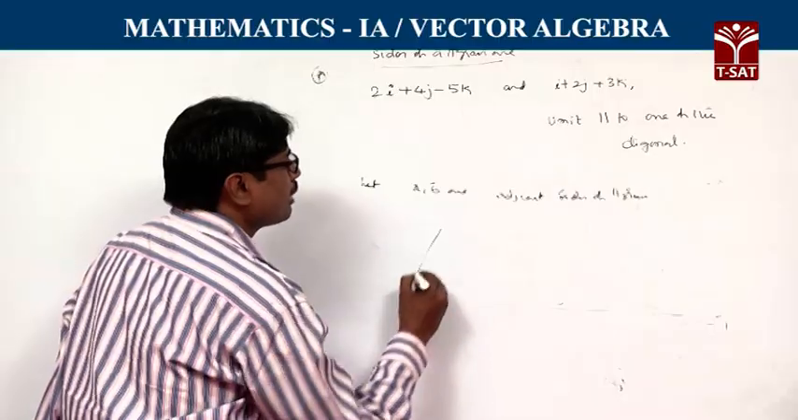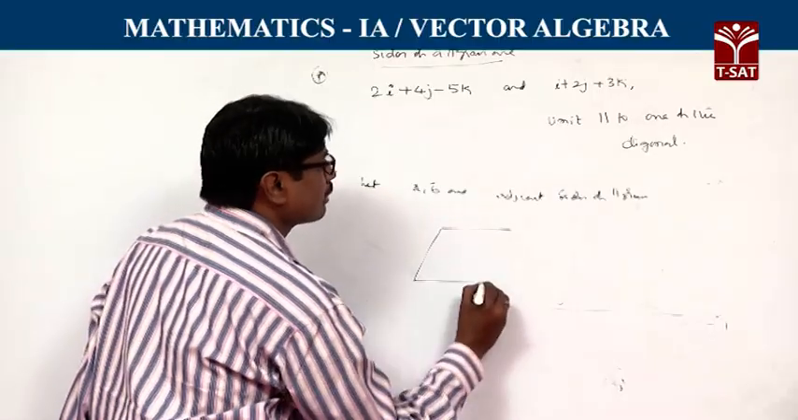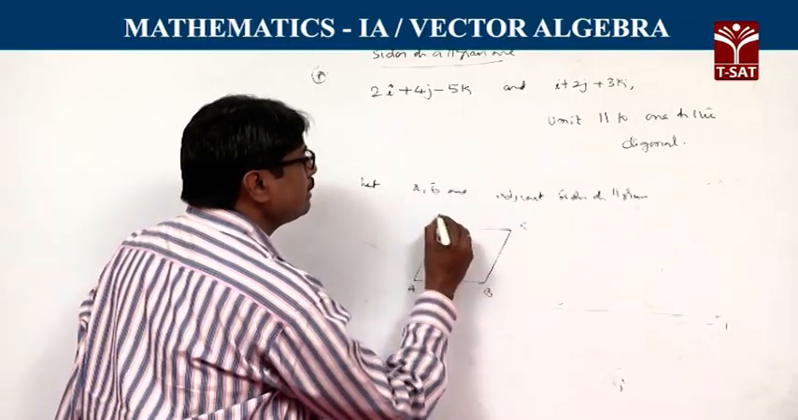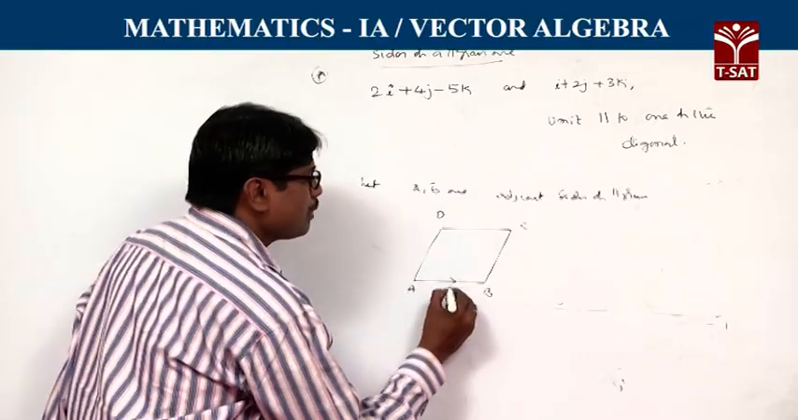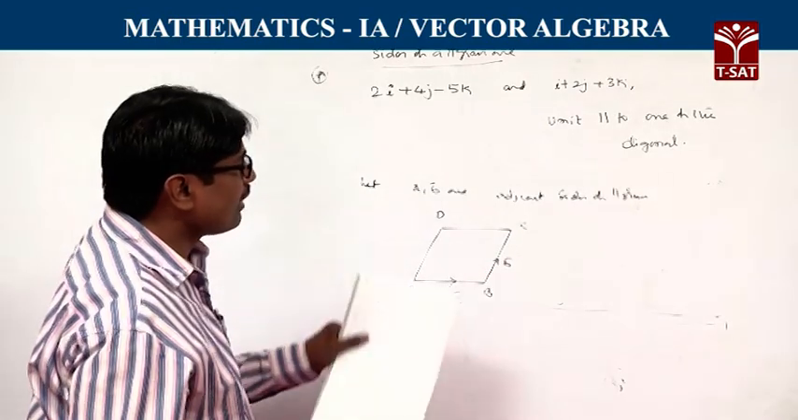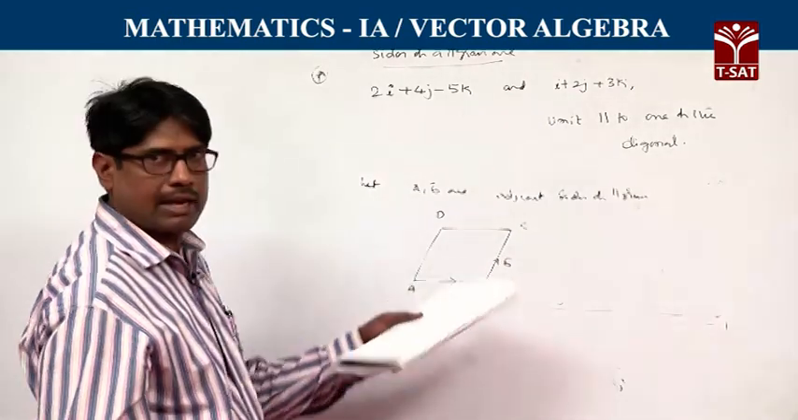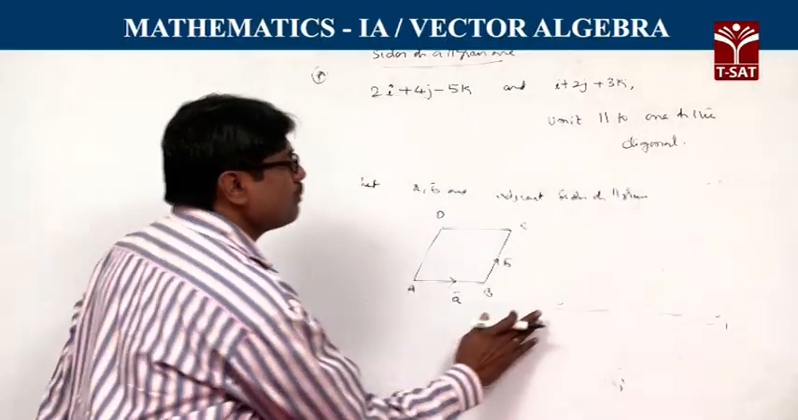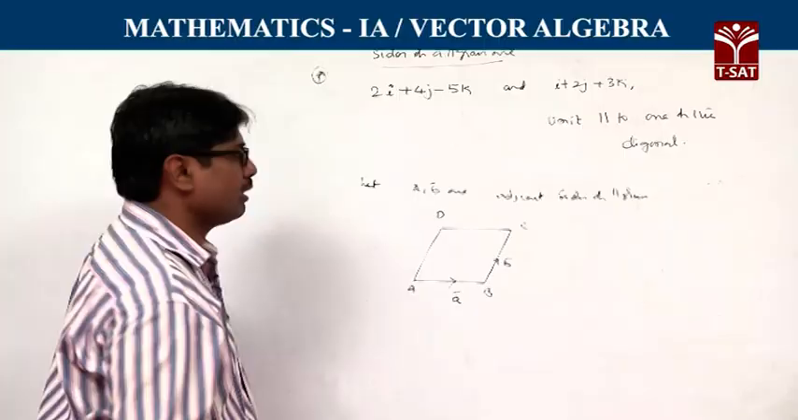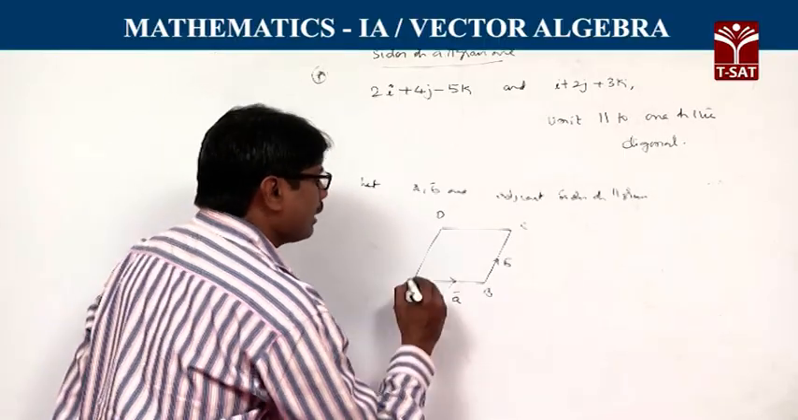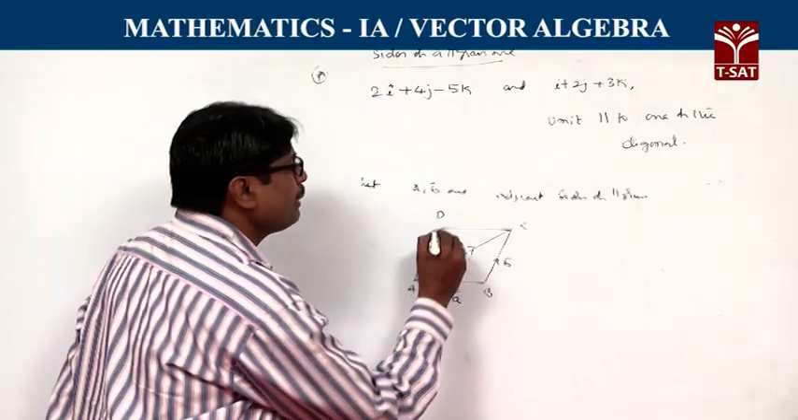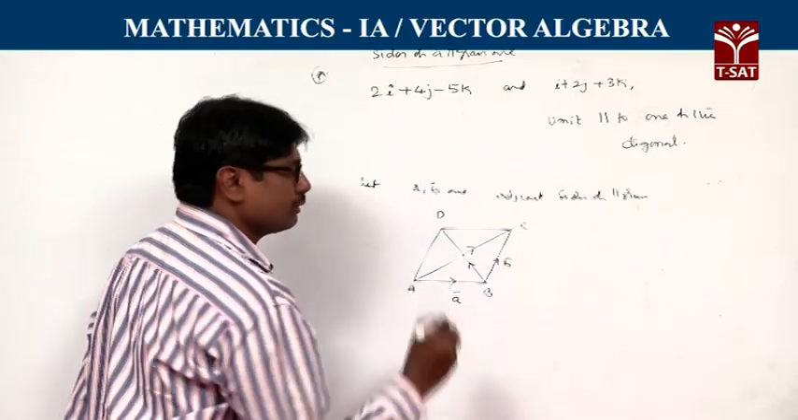A bar and b bar are the adjacent sides of a parallelogram. You draw one parallelogram ABCD, with sides a bar and b bar. The question is to find the unit vector of one of the diagonals. First take the diagonal vectors and then their unit vectors. So in this parallelogram ABCD, AC bar is one diagonal and BD bar is the other diagonal.